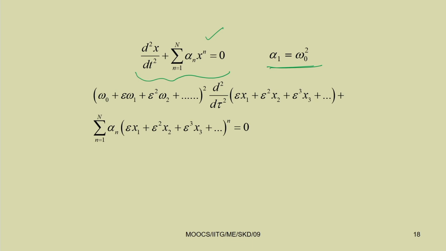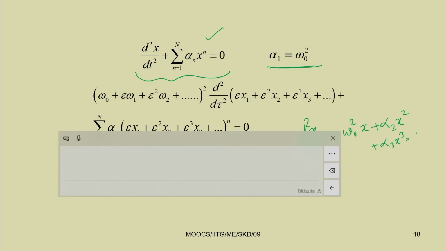So, now we can substitute into this previous equation. First we have to write, for example, d square x by dt square plus, let me write only 3 terms, omega 0 square x, that is alpha 1, then alpha 2 x square plus alpha 3 x cube equal to 0.